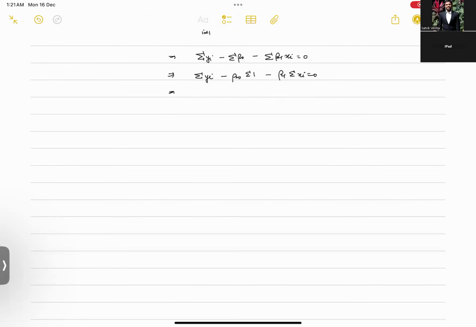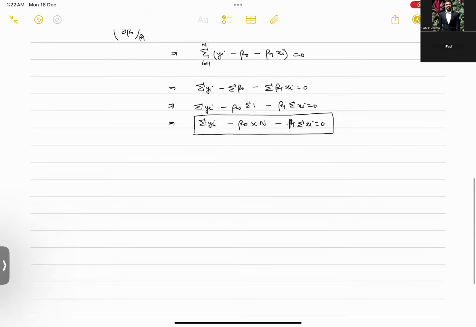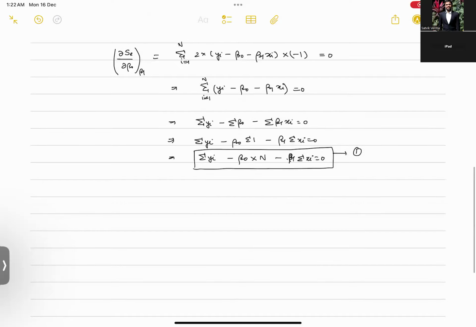And this can further be written as summation of yi minus beta naught times, we are summing up 1 capital N times. So this simply becomes capital N minus beta 1, and we are summing up xi. So that is this. Okay. So this is one of the equations which relates beta naught and beta 1. Okay. So this is equation number 1.